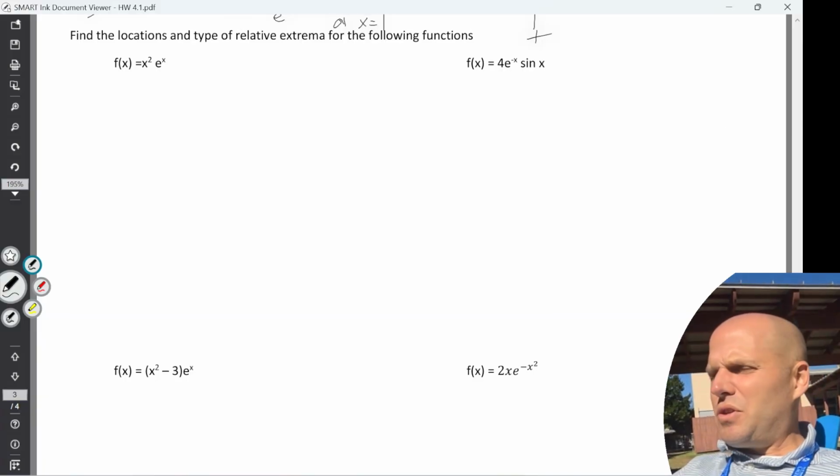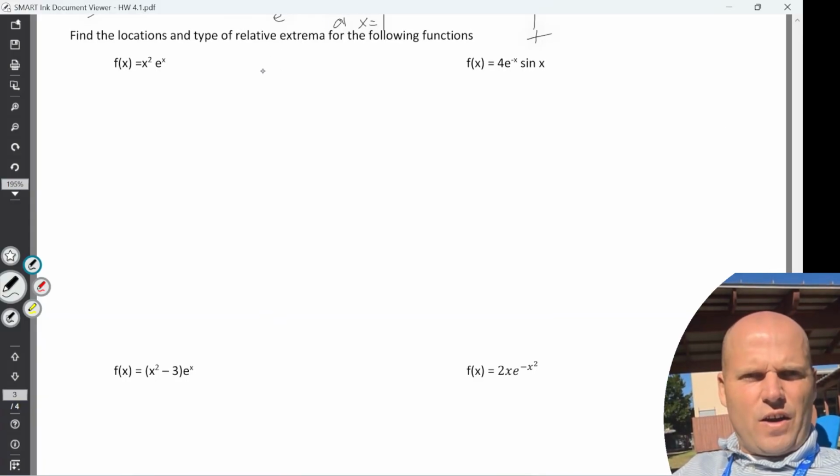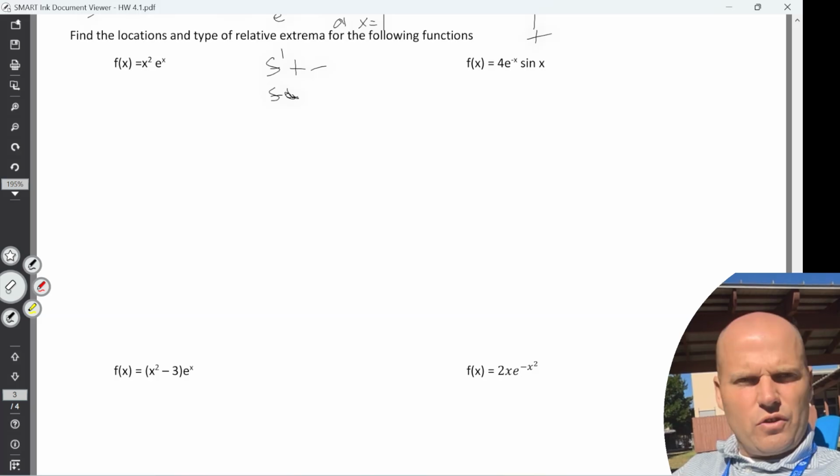All right. Moving into unit 3 and function analysis. How do you find extrema? You need to do a sign analysis of the first derivative to tell if your original function is increasing or decreasing.